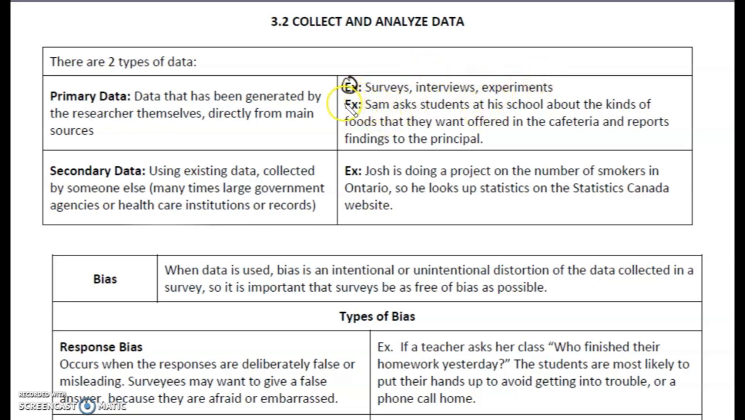Okay, so another example is that Sam asks students at his school about the kinds of food that they want offered in the cafeteria and reports findings to the principal. Now secondary data. Secondary data uses existing data collected by somebody else. A lot of times this is not your peer, but a large government agency or a healthcare institution or some sort of records that were collected. An example is Josh is doing a project on the number of smokers in Ontario. So he looks up the statistics on Statistics Canada, right? This is government.